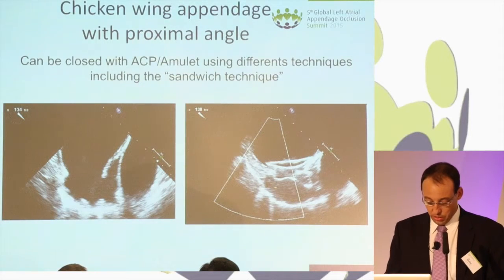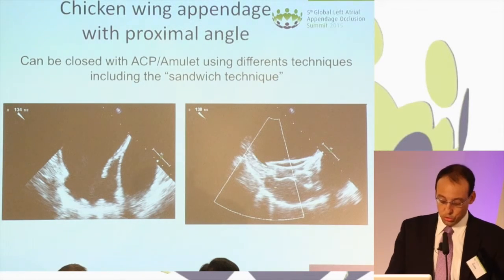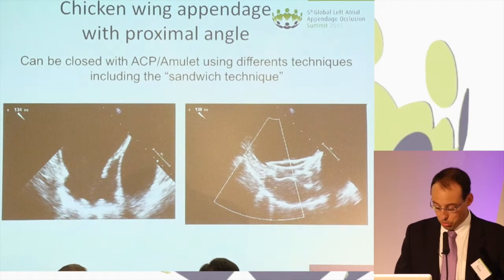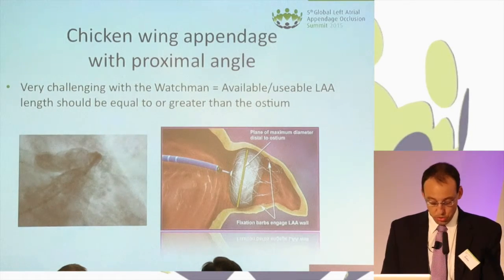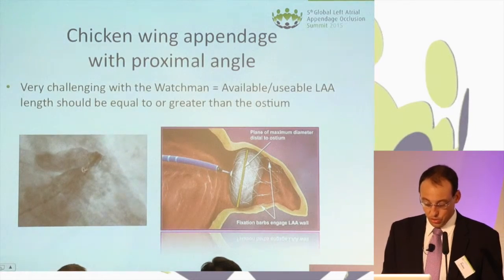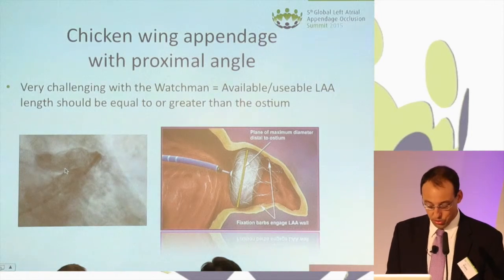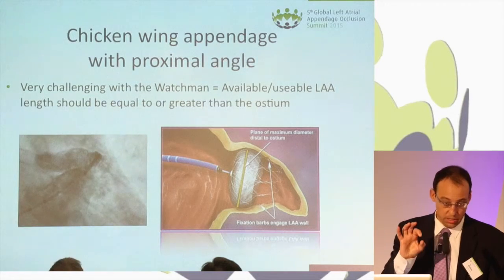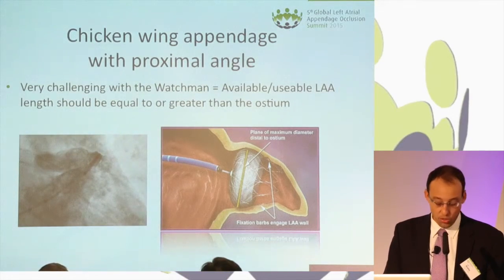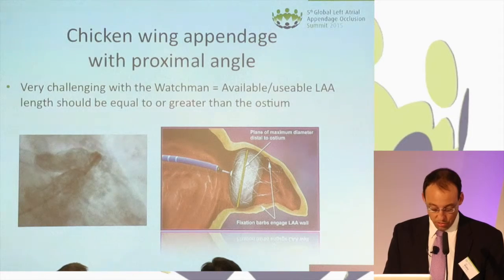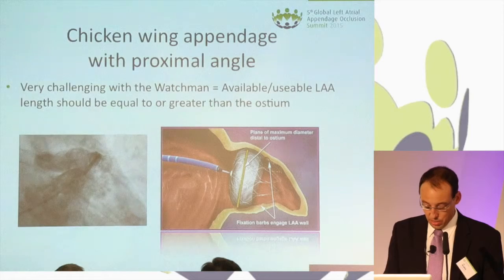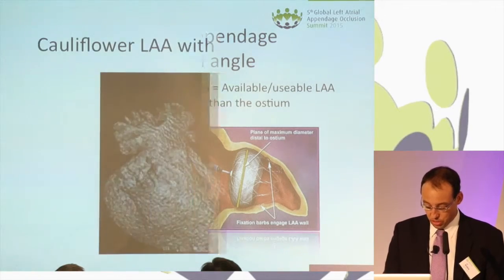So this is typically an anatomy that we can treat more easily with an Amulet, for example, than a Watchman, because, as I said, with the Watchman the problem is that the usable length for deployment of the device should be at least equal or greater than the size of the landing zone. So often, if you don't have enough length, it will just not be possible to deploy a device in this morphology of appendage, if you cannot bias your device.